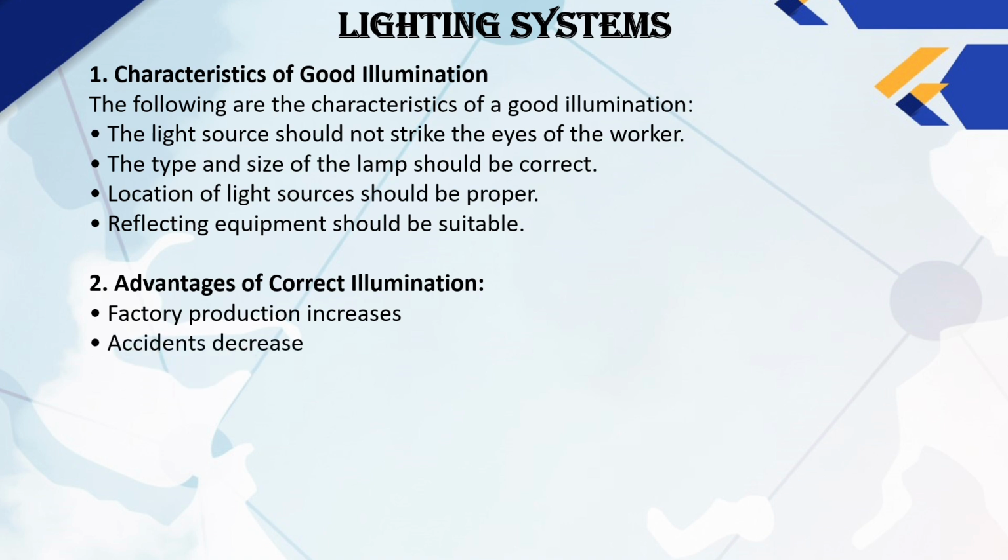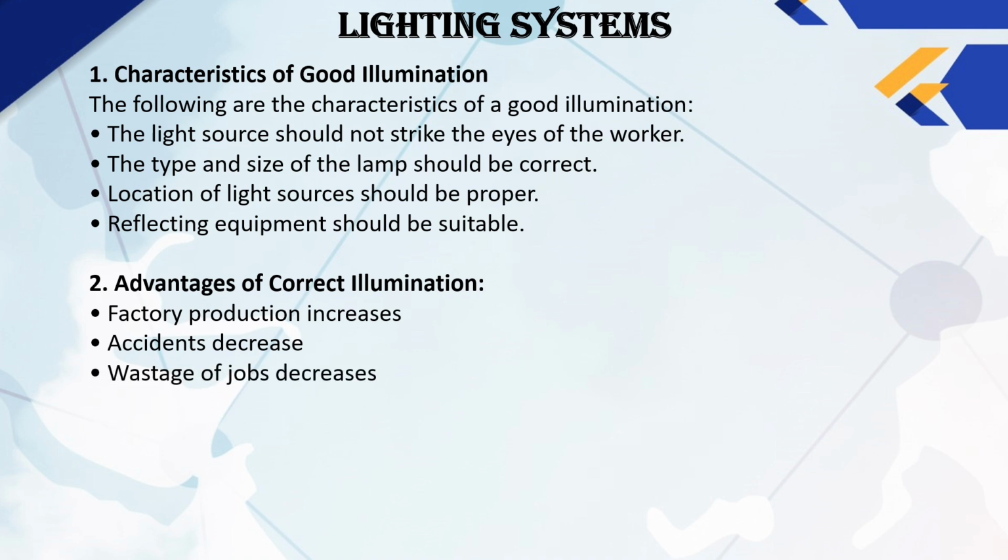Second, accidents decrease. So, correct illumination significantly reduces accidents by providing clear visibility of hazards and work areas. Adequate lighting helps workers see obstacles, machinery, and safety equipment, lowering the risk of slips, trips, and falls, as well as improving overall workplace safety.